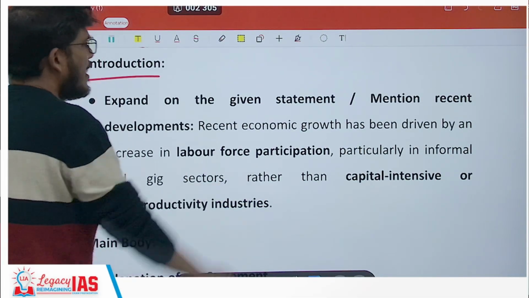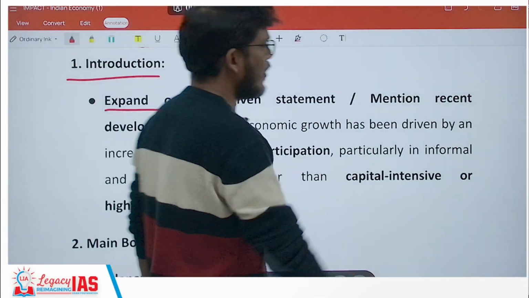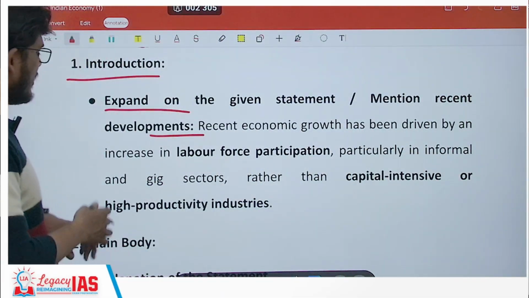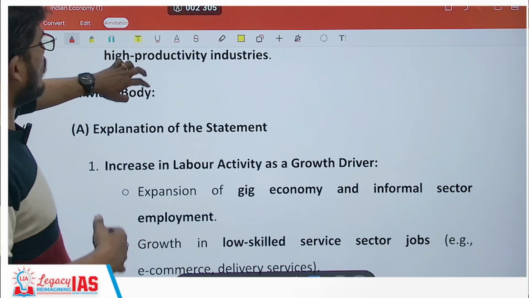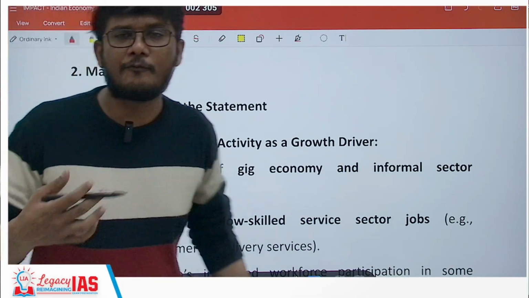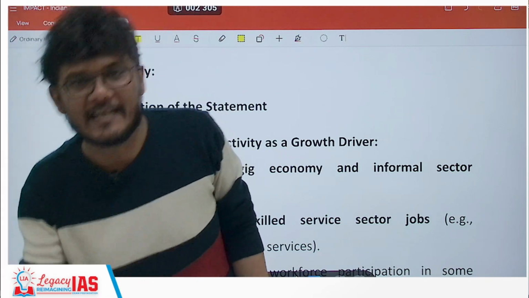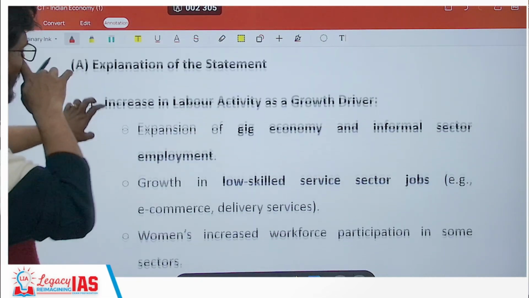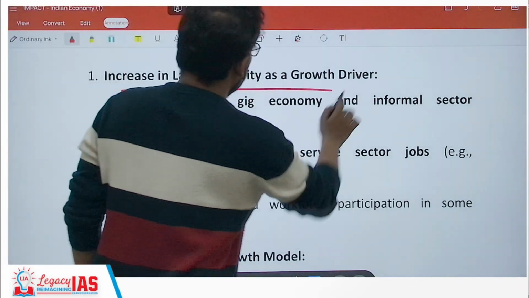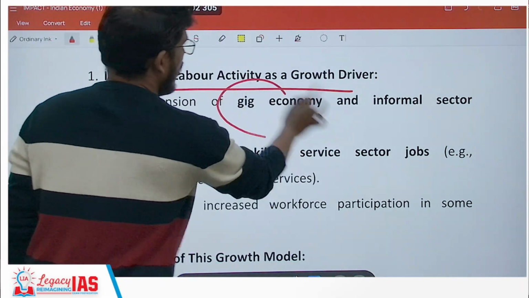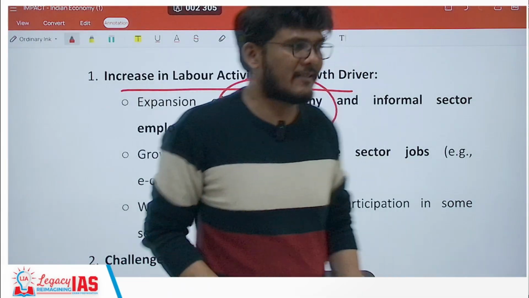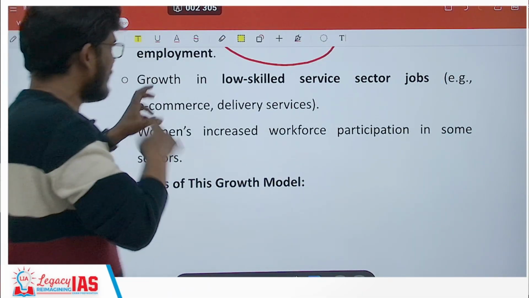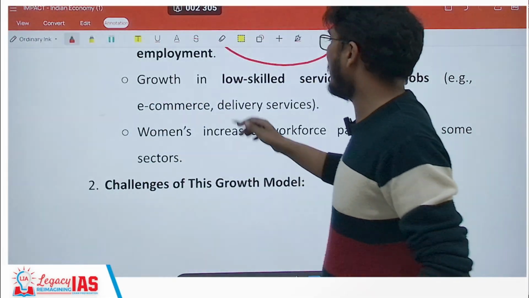So introduction talks about expanding on the given statement. So expand on the given statement, giving present recent scenario, what are the facts or figures about this which indicate that the increase has been due to labor activity. Talk about it, right? So increase in labor activity as the growth driver, the gig economy has increased, informal sector has increased. All those are labor intensive things which are happening. And growth in low skilled services also.